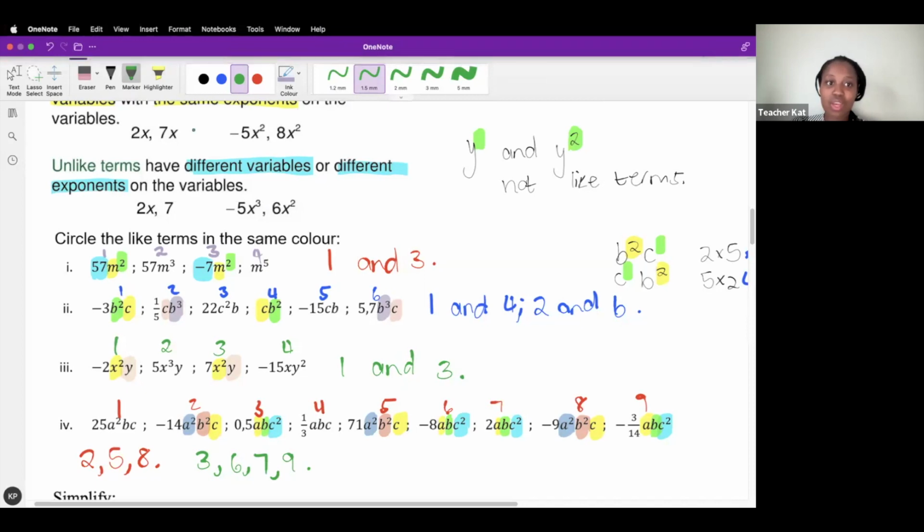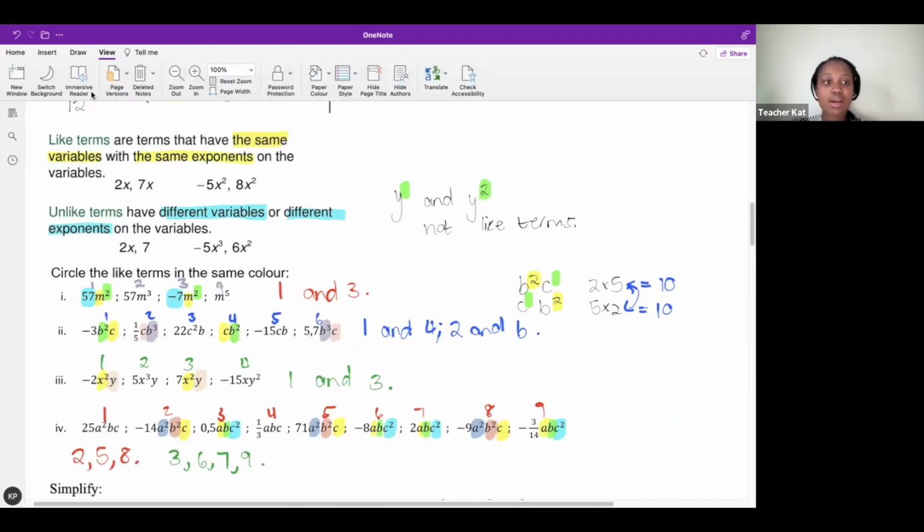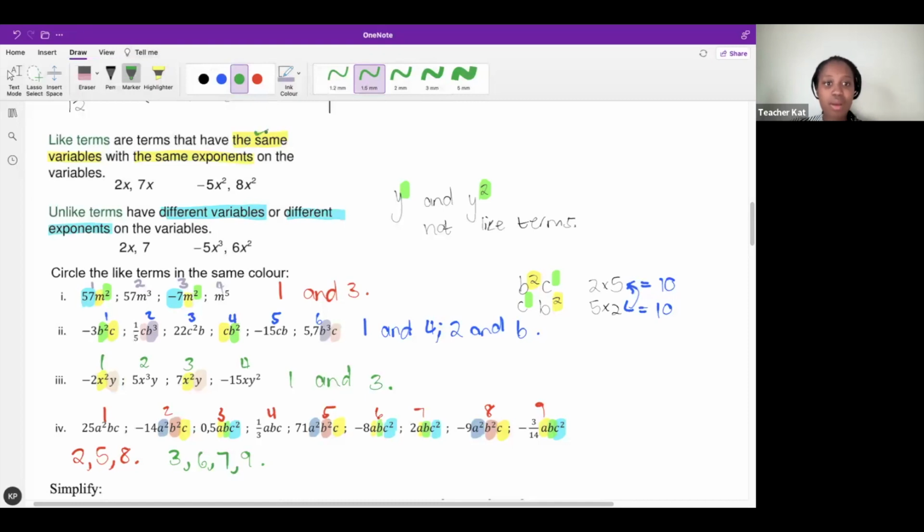Hello, welcome, welcome. It's okay. We were looking for like terms now. Take a screenshot, guys. We were looking for like terms, which means they must have the same variables and the same exponents. So if you look at this example, 2x and 7x are like terms, negative 5x squared and 8x squared are like terms. But y and y squared are not like terms because their exponents are different. Okay. Cool. Hopefully we're all with me here.